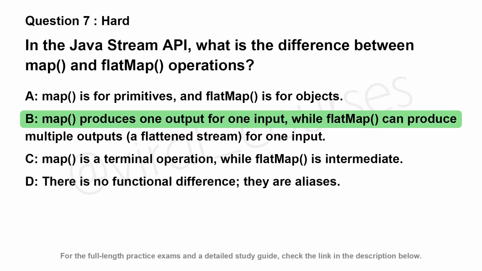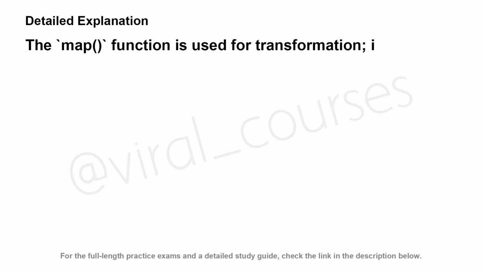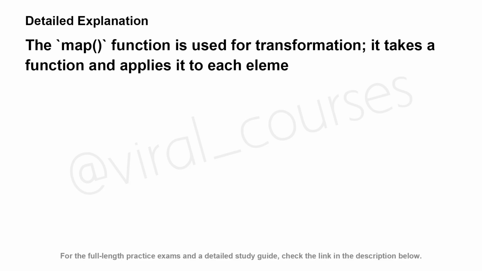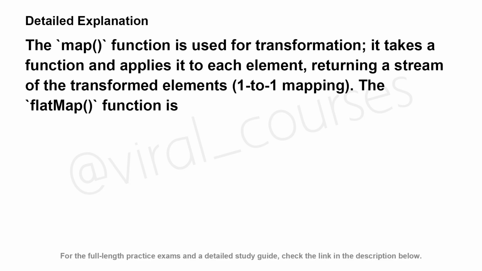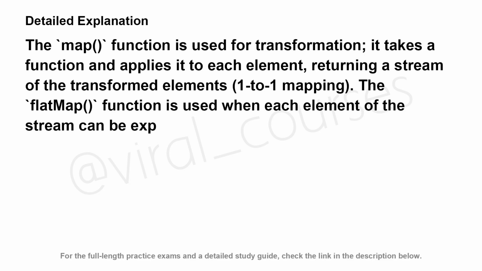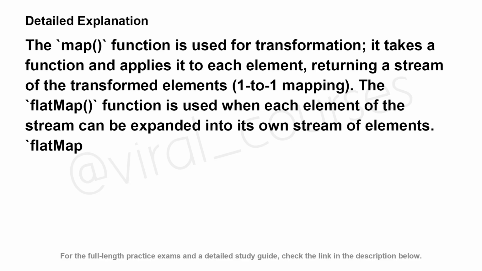The correct answer is B. The `map` function is used for transformation. It takes a function and applies it to each element, returning a stream of the transformed elements. One-to-one mapping. The `flatMap` function is used when each element of the stream can be expanded into its own stream of elements. `flatMap` then flattens these nested streams into a single top-level stream.